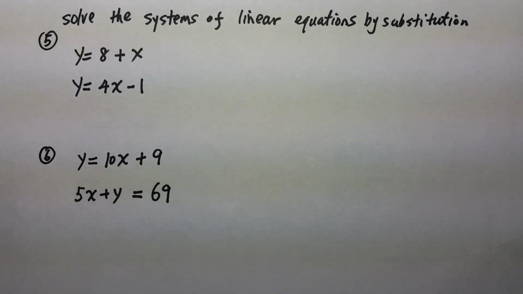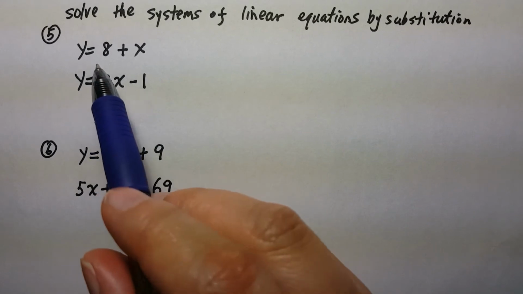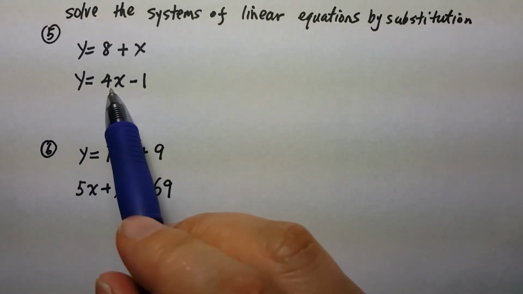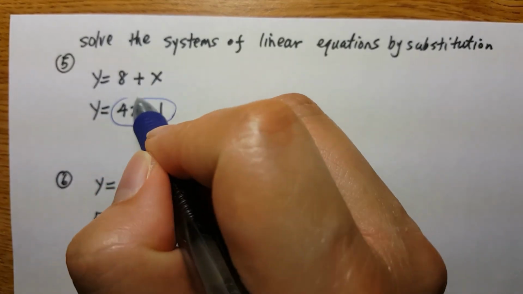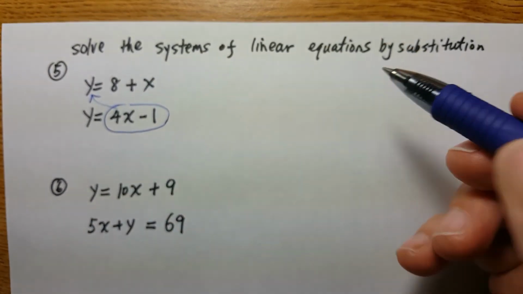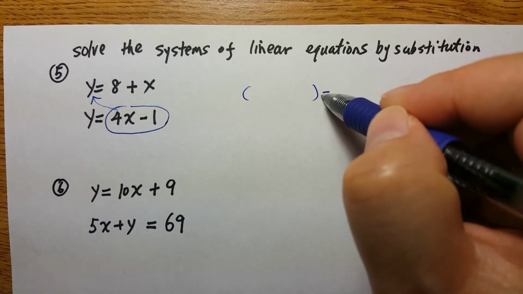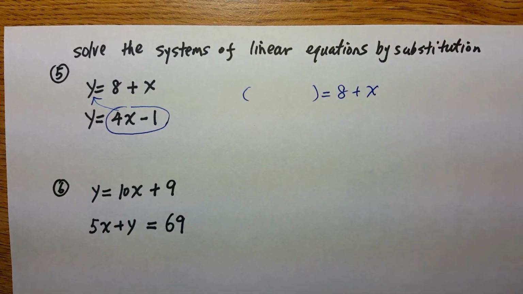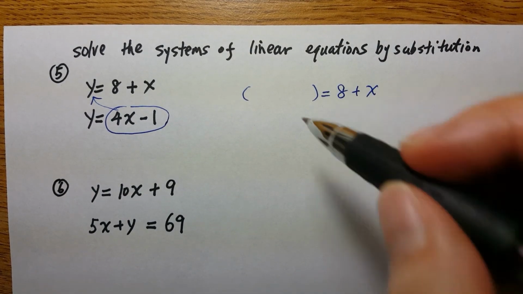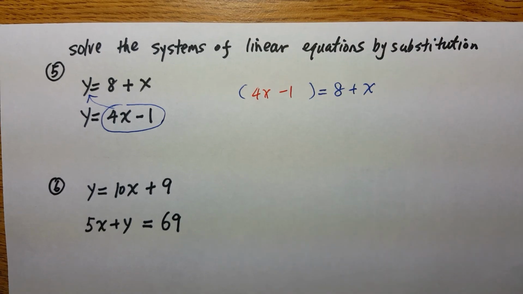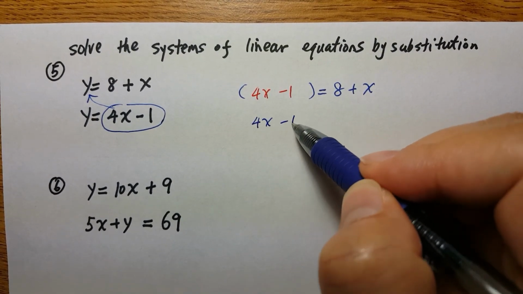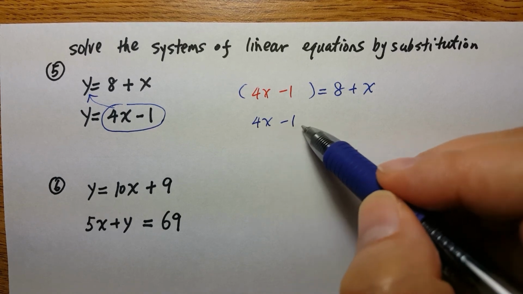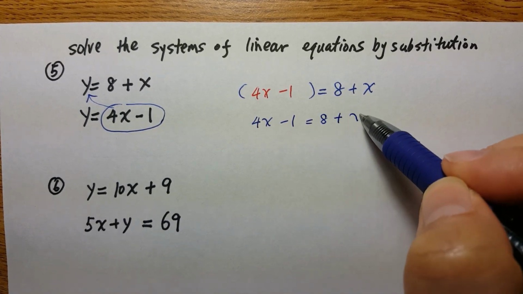Okay, so let's go over number 5. I get y equals 8 plus x and y equals 4x minus 1. So they both have y by itself, so I can substitute the second one into the first one. I'm going to put parentheses, equals 8 plus x, and put the 4x minus 1 inside. Because there's no number in front to multiply, I'm going to drop the parentheses, and then you get 4x minus 1 equals 8 plus x.